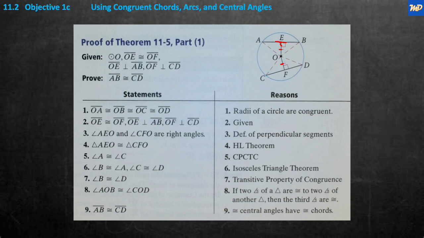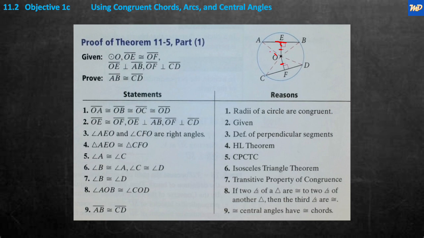So what do we know? We know that the small segments in the center here, going from the center of the circle to the chord, are congruent. We know there's 90-degree angles. So we've kind of established that. So what does it say here? It says OA is congruent to OB. OA, okay, OA is a radius.